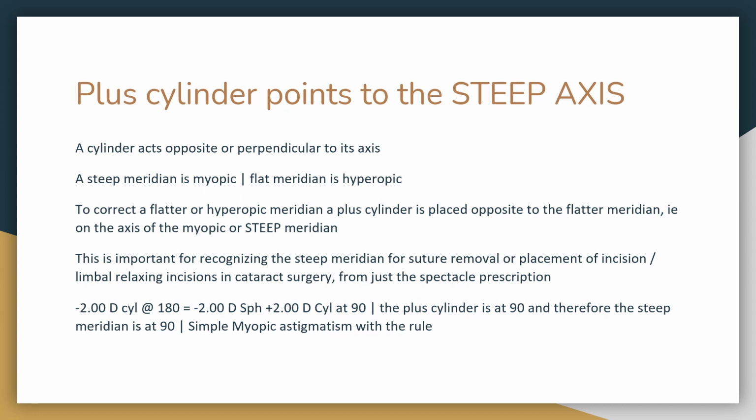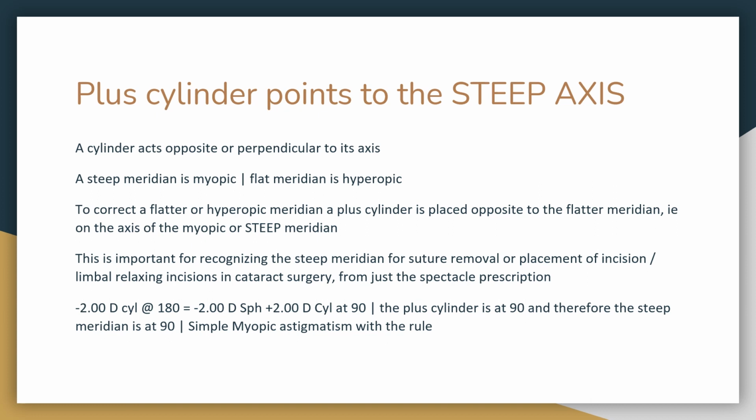This rule comes in handy in determining the steep meridian for suture removal or placement of incision in cataract surgery or limbal relaxing incision. In this example, when transposed, the plus cylinder is at 90, and thus the steep meridian is at 90 because the plus cylinder is at 90. The full diagnosis in this case will be simple myopic astigmatism with the rule. Why with the rule? Because the vertical meridian or the 90-degree meridian is steeper than the 180-degree meridian.